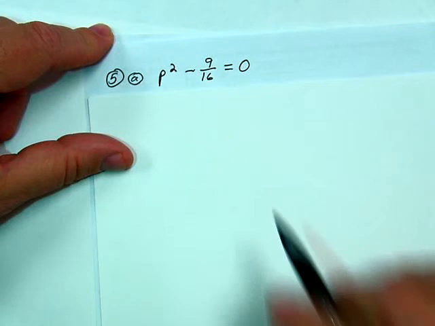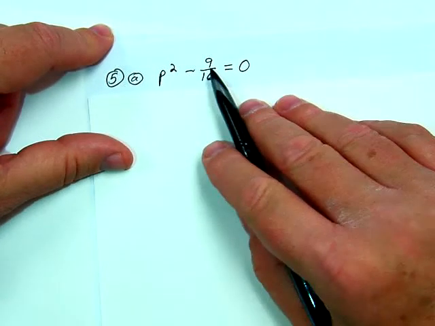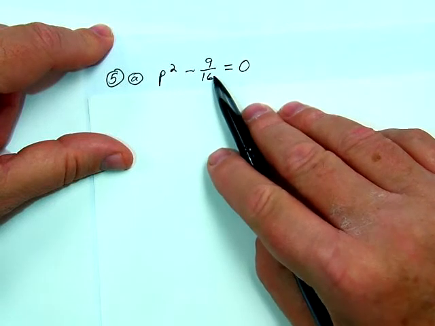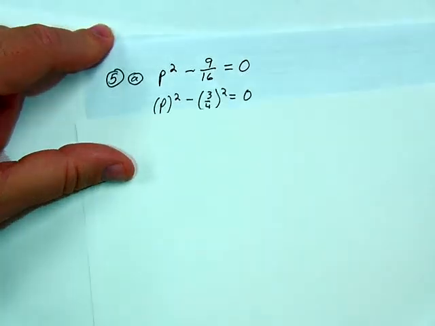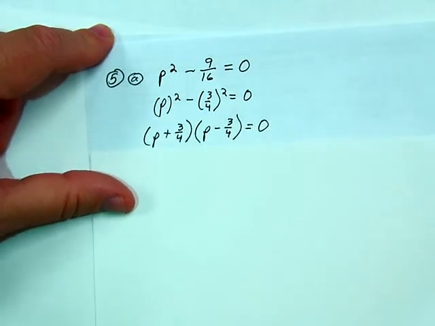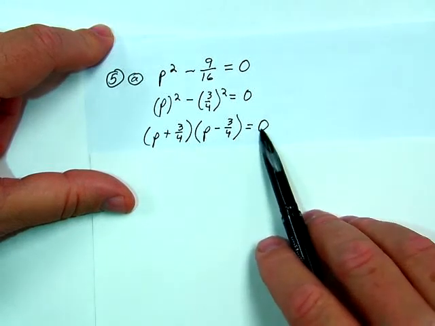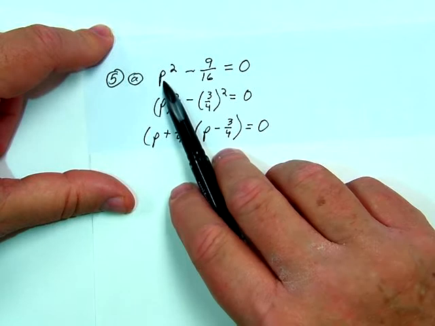I could multiply by 16 to get rid of my fractions, but I noticed that this is a square, and so is this. 9 over 16 is the same as 3 over 4 squared. So I write it that way: p squared minus 3 over 4 squared. It's a difference of squares. I immediately can do first term plus second term, first term minus second term, still equals 0. And remember, in this problem, they're asking us to solve for p.